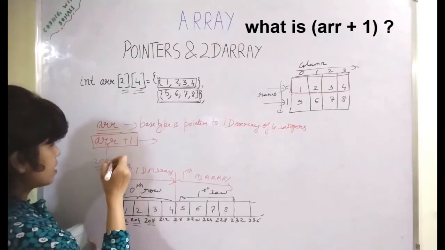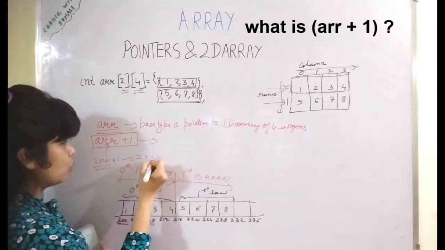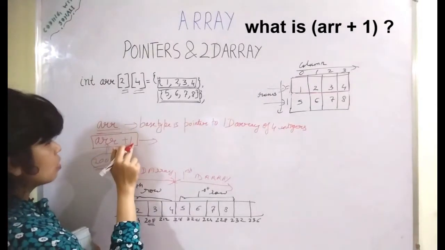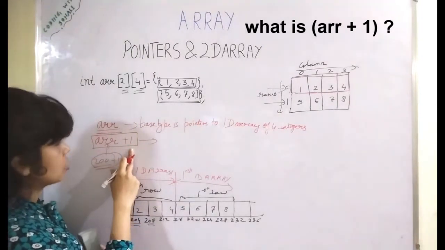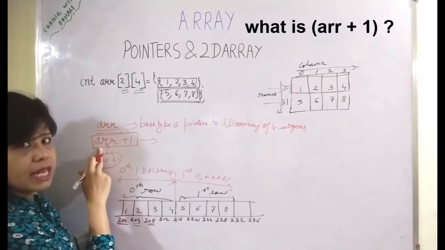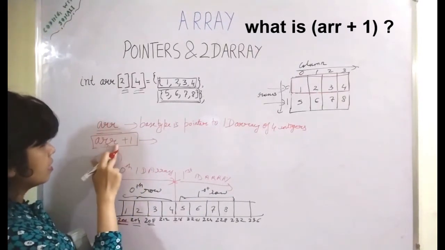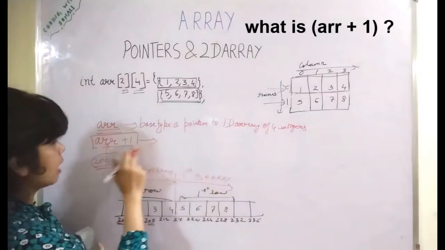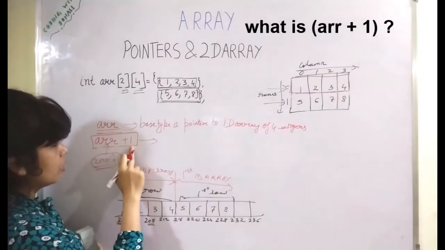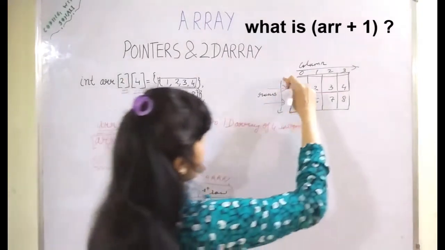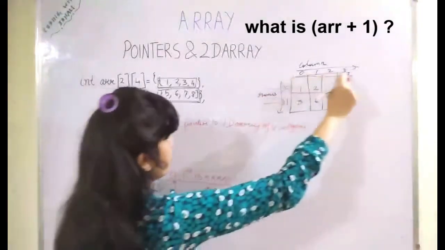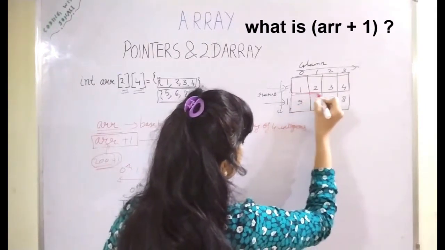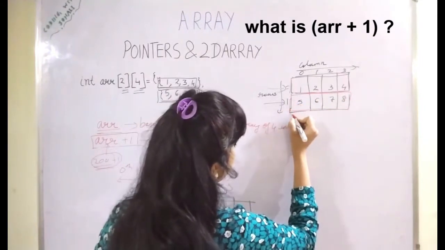If you add 1, it doesn't mean that you will get 201. No, this is wrong. You will not get it like this. It will depend upon the base type. Arithmetic operations depend upon the base type of whatever you give. Here the base type of ARR is a pointer to a 1D array of 4 integers, so depending upon that, it will add 1 to it. The base type itself is a pointer to the 0th 1D array, so if you add 1, you will get a pointer to the first 1D array. You will get the address of this one.